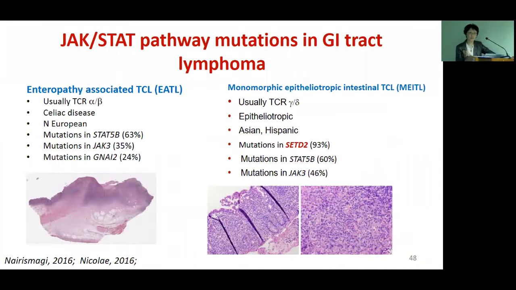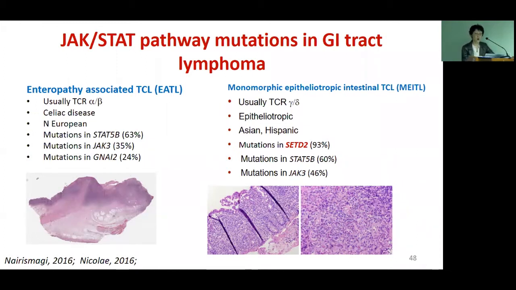Another form of T-cell malignancy that occurs in the GI tract has also been shown to have recurrent mutations involving the JAK STAT pathway. So these are two different types of intestinal T-cell lymphomas. In the past, they used to be called type 1 and type 2. They're now called enteropathy-associated T-cell lymphoma and monomorphic epitheliotropic intestinal T-cell lymphoma. The first type occurs usually in people who have a history of celiac disease of Northern European descent, usually in T-cells that have the alpha-beta phenotype. And these tumors harbor mutations in STAT5B, JAK3, and another protein called GNAI2.